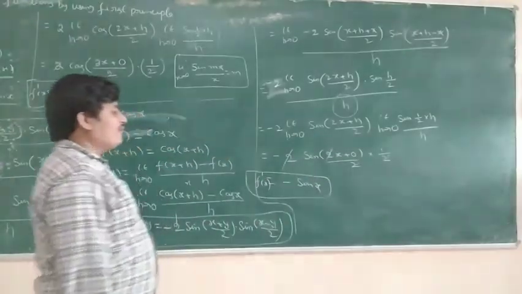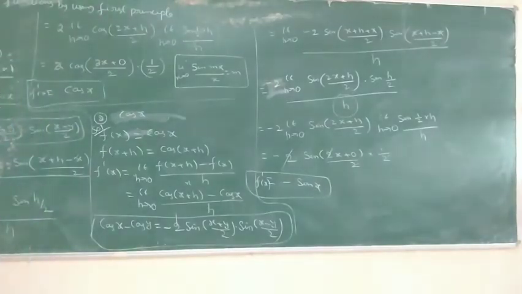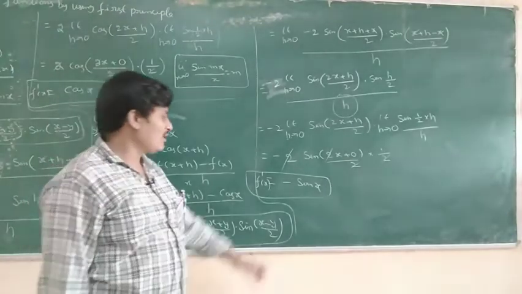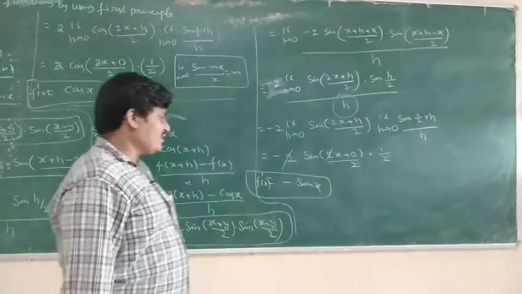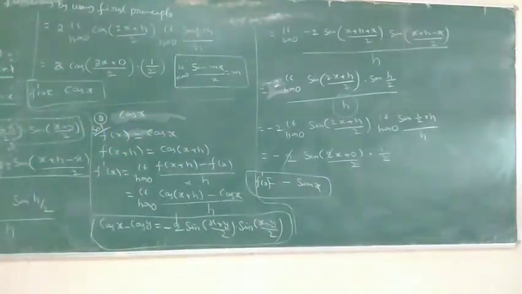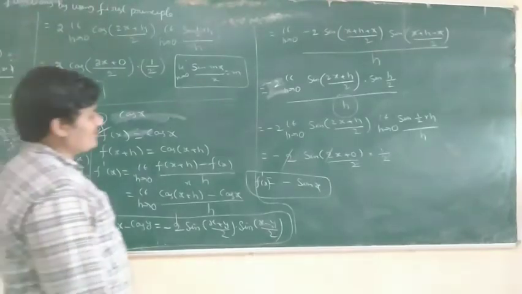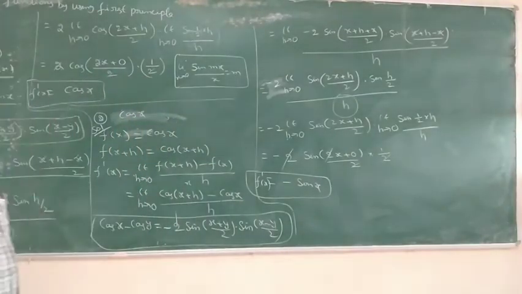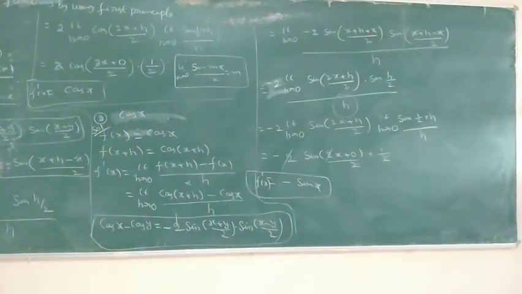What is the derivative of cos x? The derivative of sin x is equal to cos x. Okay, what is the derivative of cos x? Direct formula: minus sin x. The derivative of cos x is equal to minus sin x. f dash of x is equal to minus sin x. Okay, clear? This one.